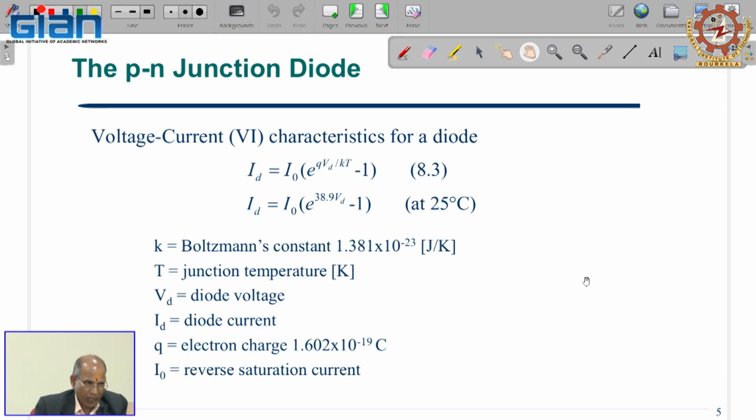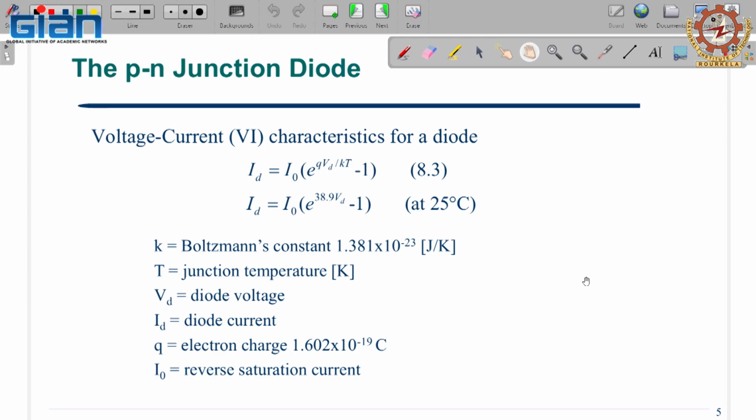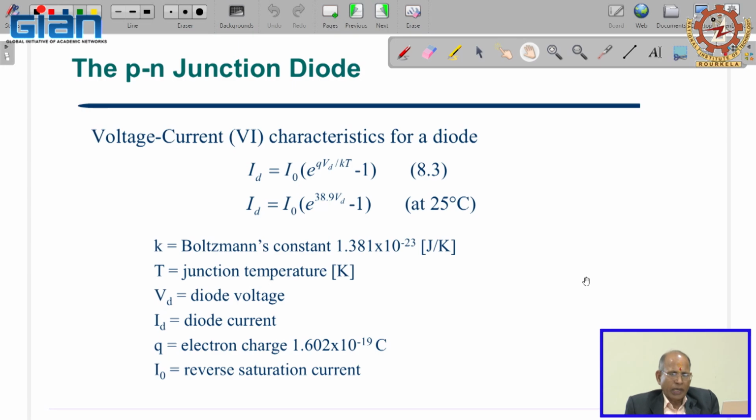Here these equations are given. In fact, the original equation is Q Vd by kT. When you substitute all these values, it gives you 38.9.